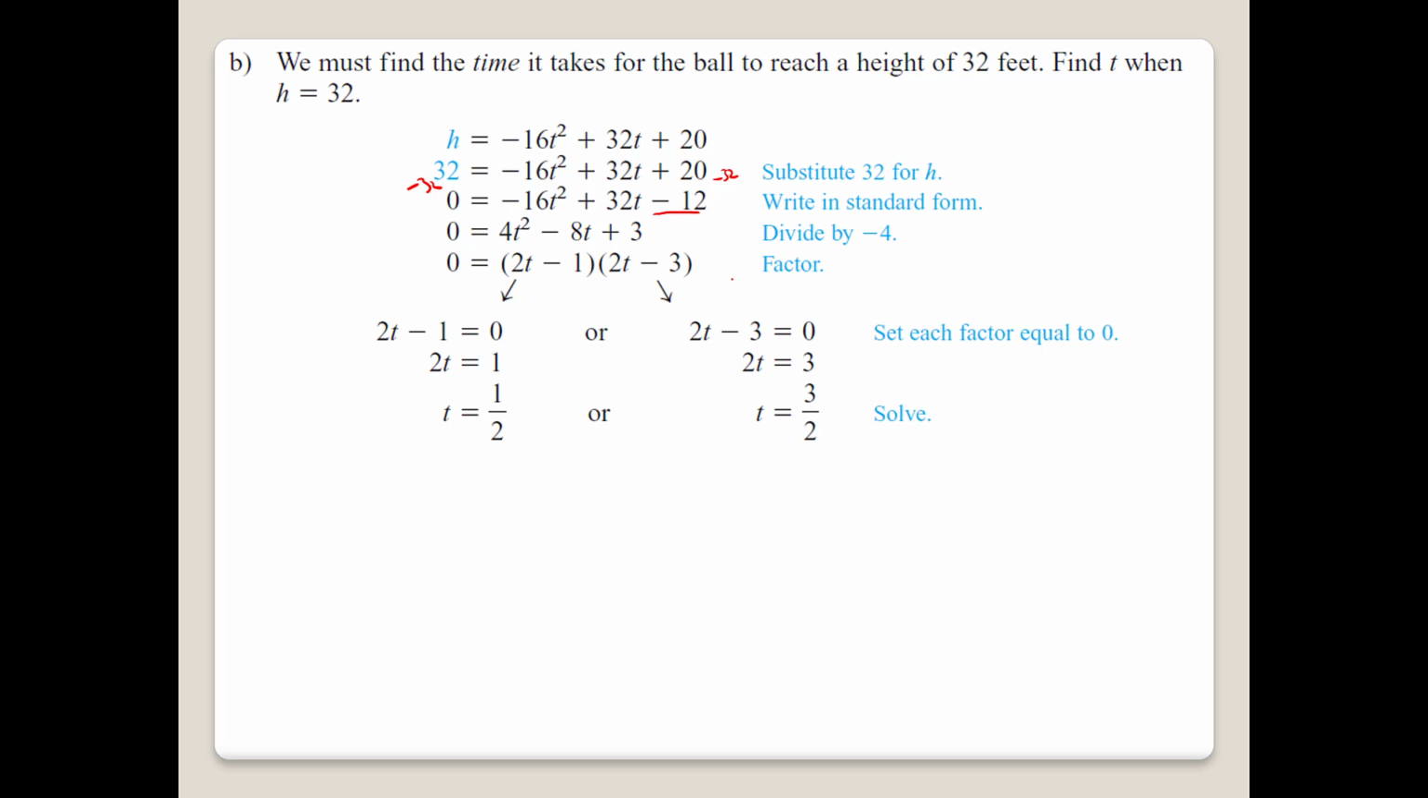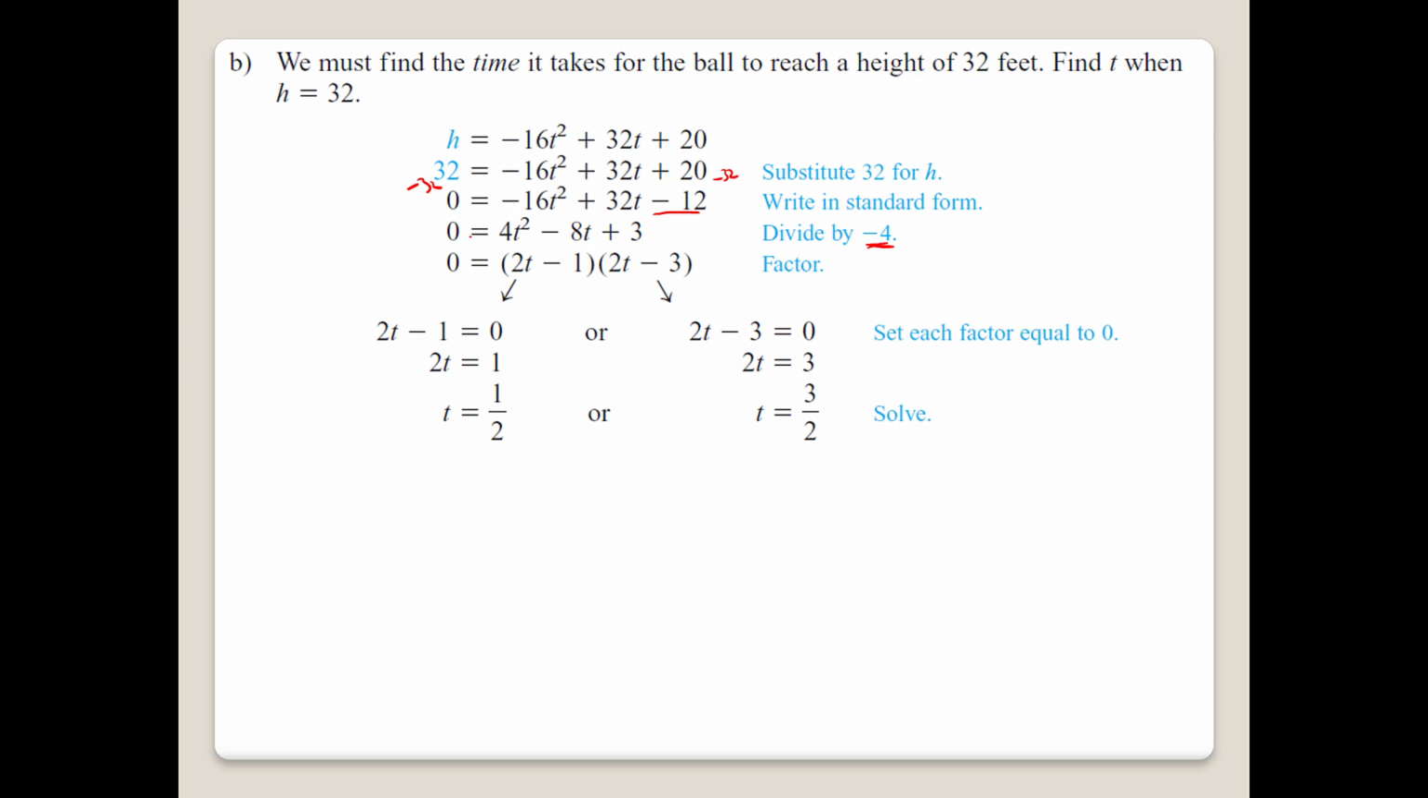With that, we can see that all these numbers are divisible by 4, in this case a negative 4, to get rid of the negative on the t squared. So we divided everything by a negative 4. Negative 16 divided by negative 4 is 4. Positive 32 divided by negative 4 is a negative 8. Negative 12 divided by negative 4 is positive 3. And 0 divided by negative 4 is still 0. So that's how we got this set up right there.